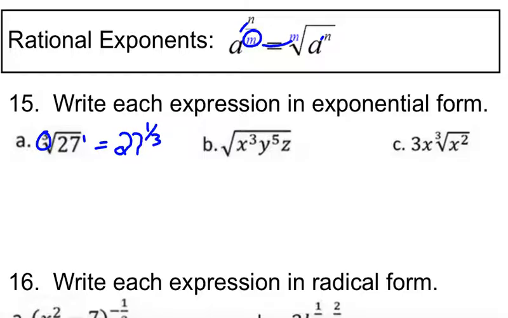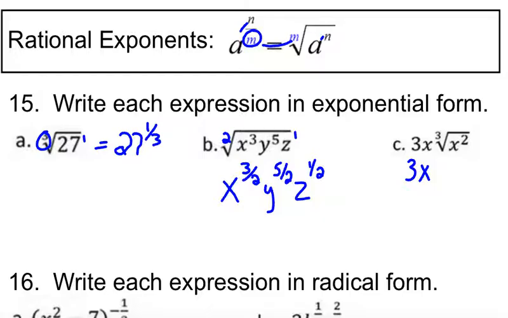Okay, the next one is a square root. The index is 2. So we've got all these exponents, x to the third, y to the fifth, and z to the first. Those are going to remain, and the denominator will be the index. So x to the 3/2, y to the 5/2, and z to the 1/2. That's it. All right, in part C, now the 3x, we're going to leave that be. That is not in the radical.